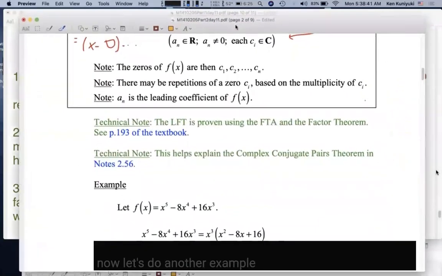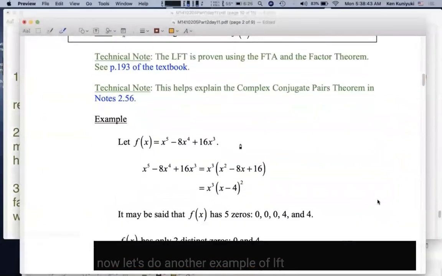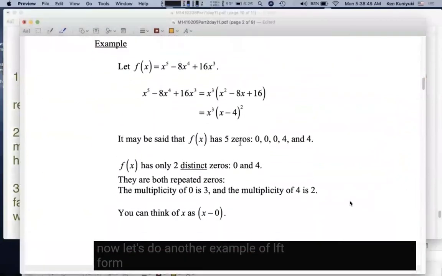Now let's do another example of LFT form. So let f of x be x to the 5th minus 8x to the 4th plus 16x cubed. First of all, let's factor out the GCF. The GCF is x cubed.